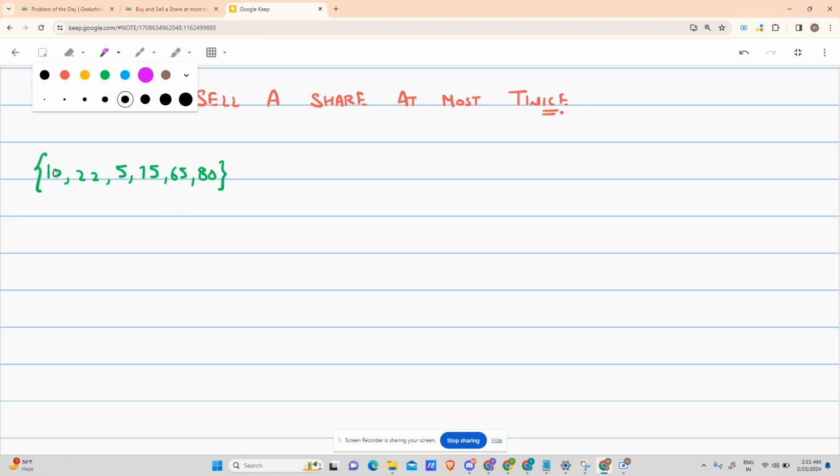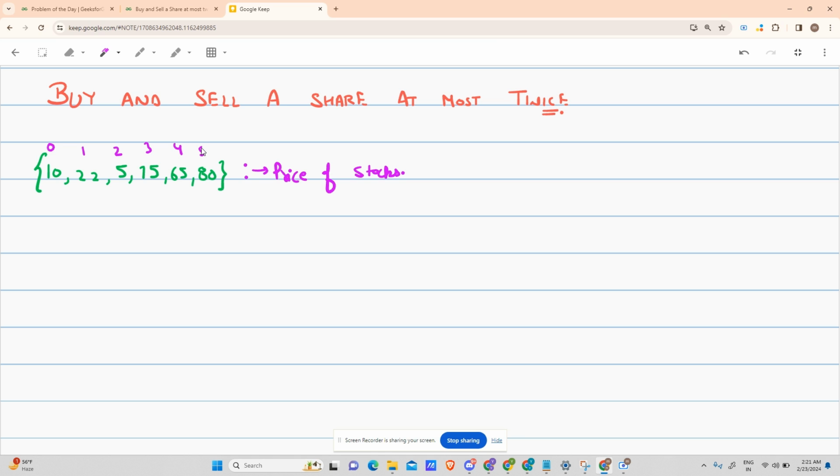The problem states that you have been given an array representing the price of stocks. This is the price of the stock on day 0, day 1, day 2, day 3, day 4, day 5. You have to maximize your profit by buying and selling a stock at most two times. The condition given to us is that you can sell a stock only if you have already bought it.